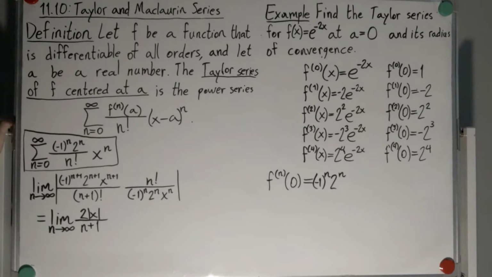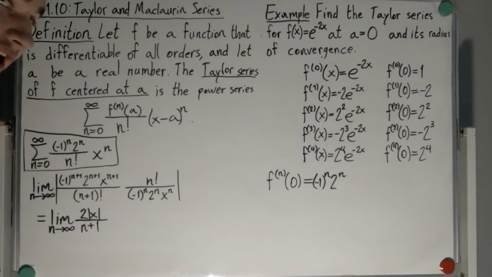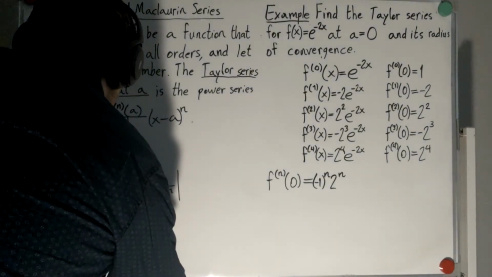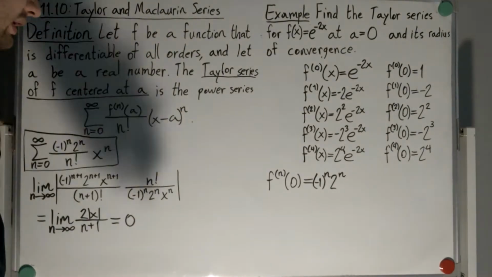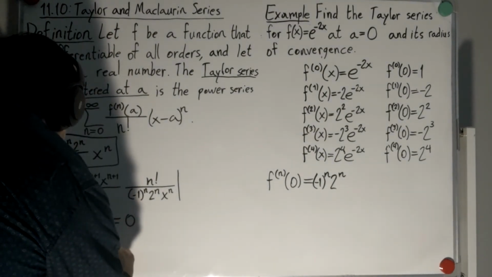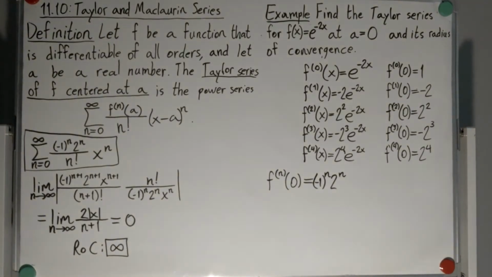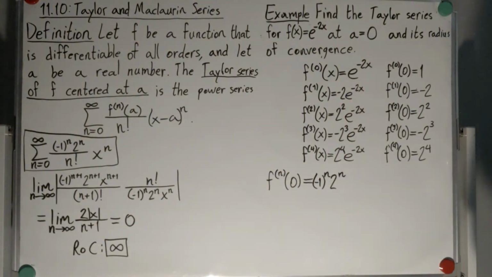You take the limit as n approaches infinity, and no matter what x is, that's going to end up being 0. Which, of course, is always less than 1. So the radius of convergence is infinity. Okay.